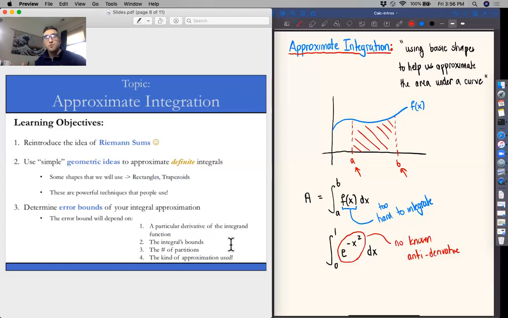So in the next video, I'll do a basic example with how we can compute the area under a curve using trapezoids.